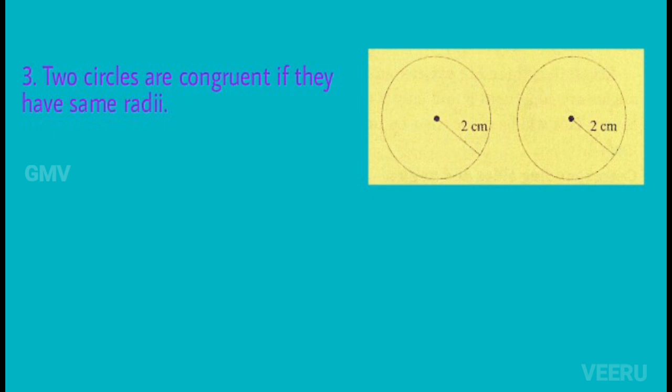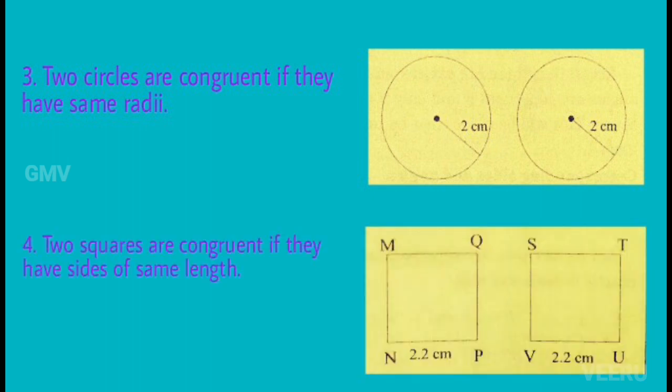Two circles are congruent if they have the same radii. Here, both the circles have the radii 2 cm. Hence, they are congruent. Two squares are congruent if they have sides of the same length. Here, both the squares MNPQ and SVUT have the same side length, 2.2 cm.